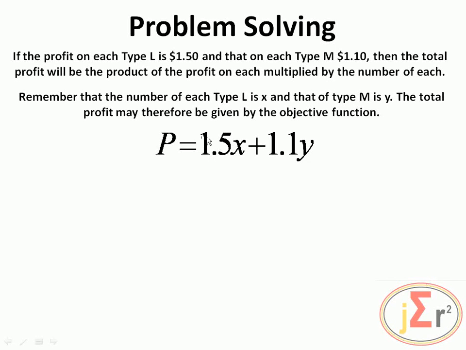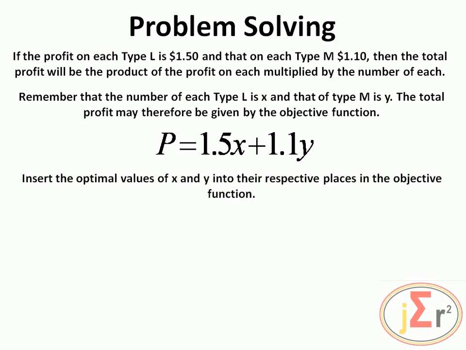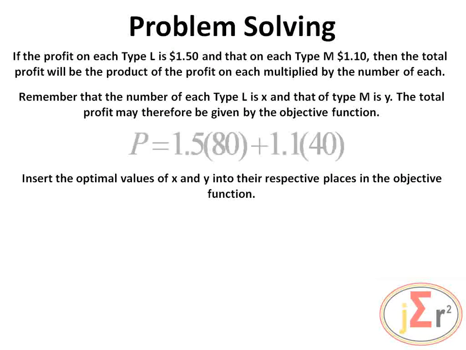So the profit on each multiplied by the number of each. Remember that x represents the number of type L. So it's the profit on each type L multiplied by the number of type L's, and the profit on each type M multiplied by the number of type M. Insert the optimal values of x and y into their respective places in the objective function, and remember them. If we don't, then we are going to be reminded right there.